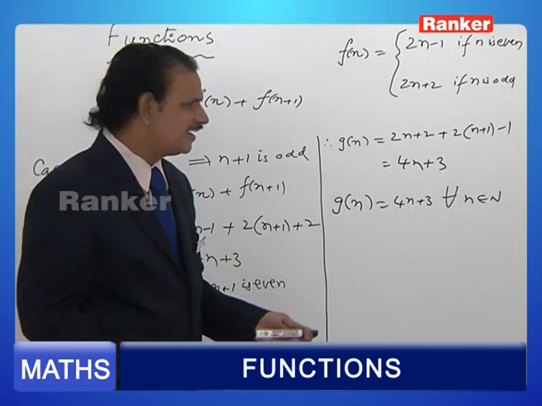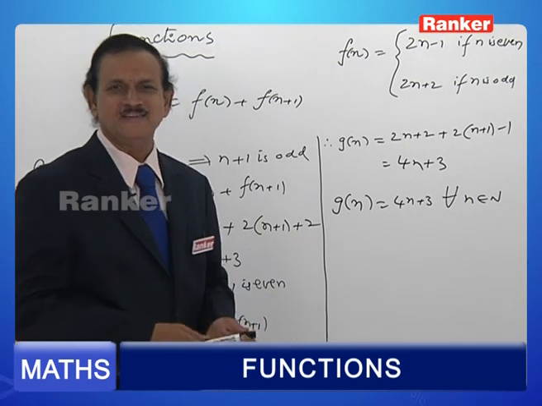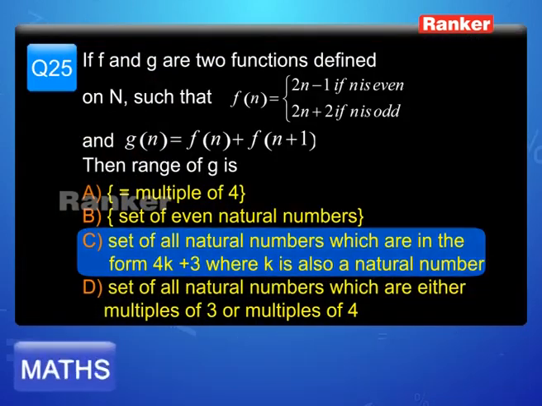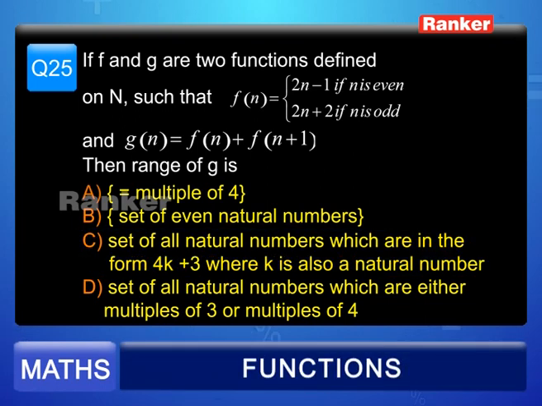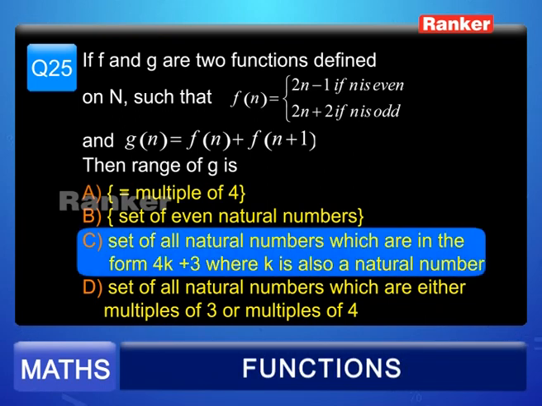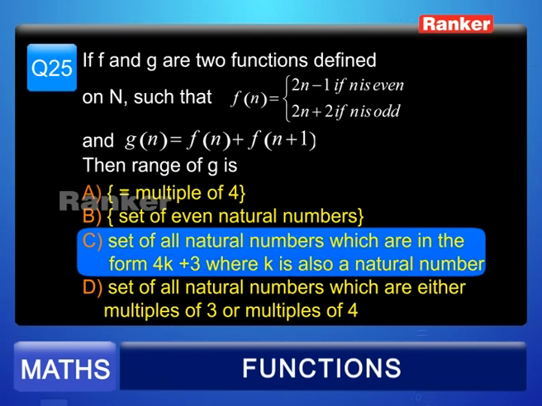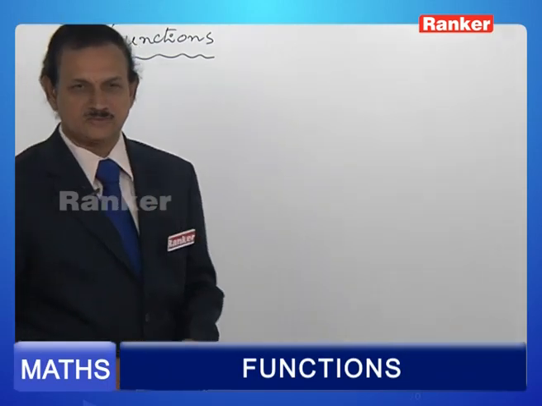Let us use k instead of n. Therefore, the right option among the given 4 options is the third option. Range of g is the set of all natural numbers which are in the form 4n plus 3 for all n belongs to N. That is the right option. Third option is the right option. Let us see the next question.